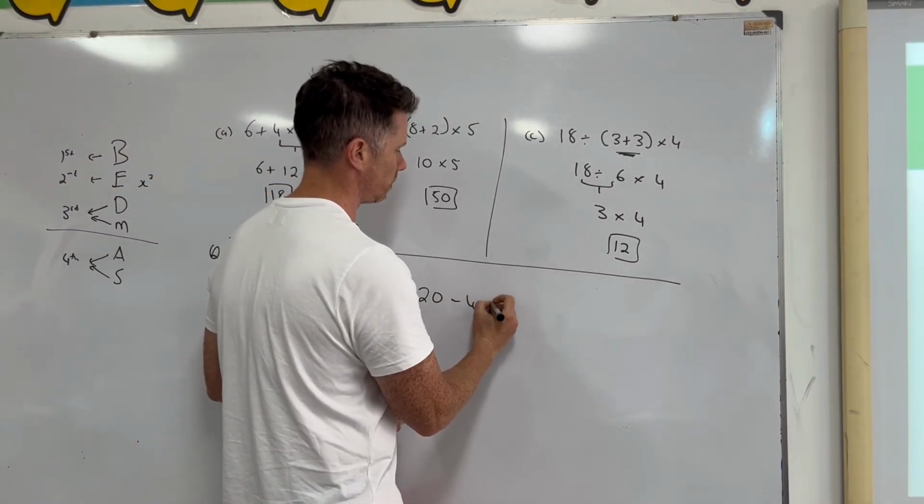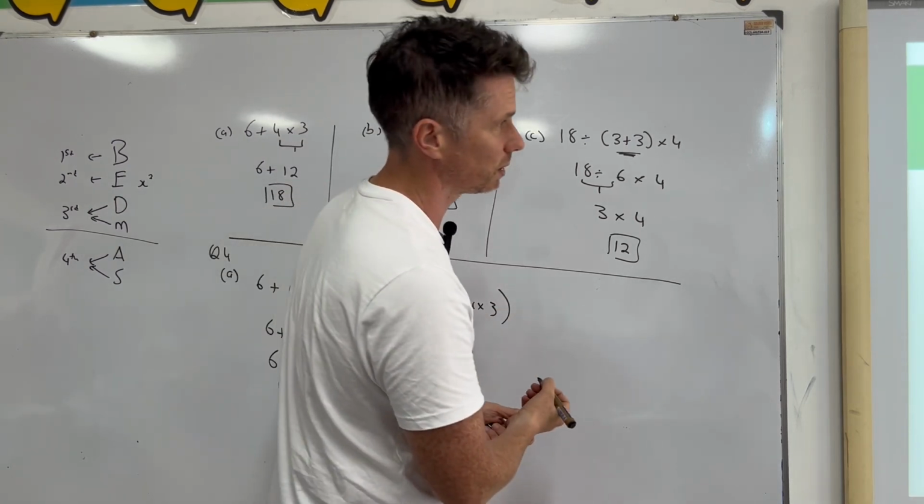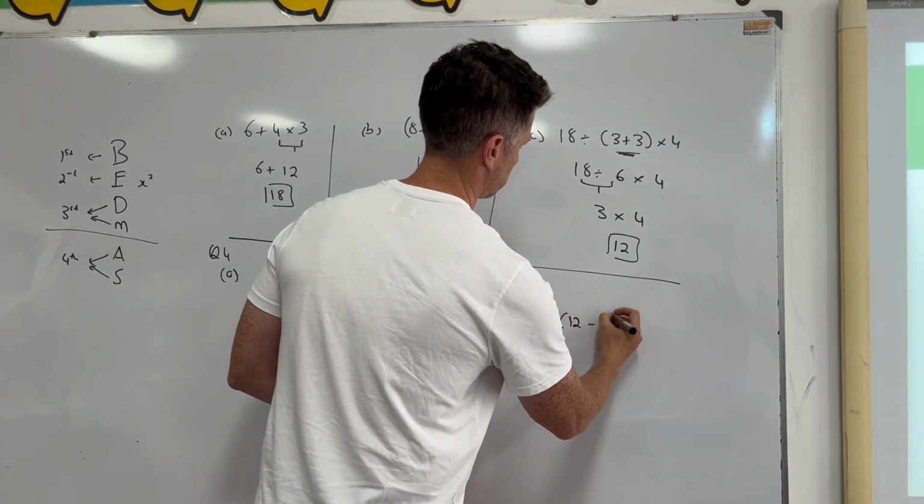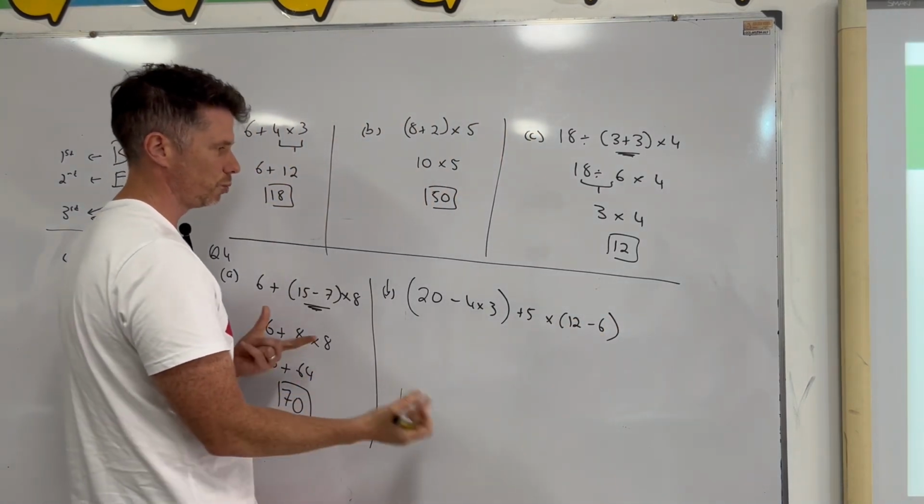So let's look at part B here. 20 minus 4 times 3. That was in brackets, wasn't it? And then plus 5 multiplied by 12 minus 6. Okay, so this was this one. 2 brackets to deal with here.